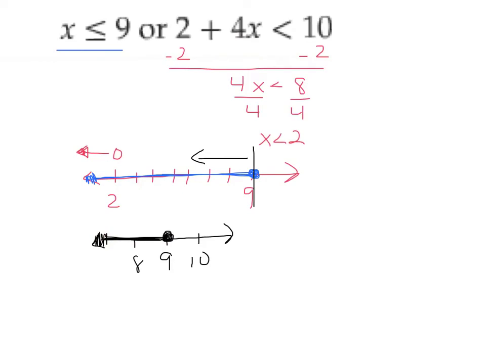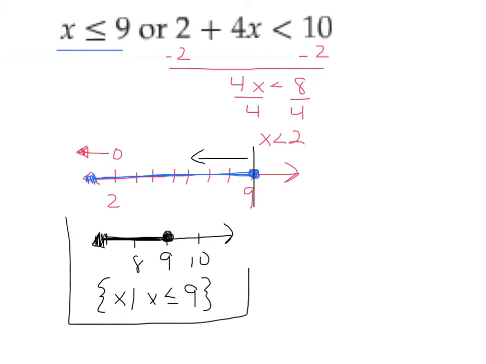So again, you're going to go ahead and do your set builder notation, line x line, and now because we're only using the 9 in our final graph, that's all that's going to be in our final answer. So this will be our final solution. Again, the 2 is covered up by that 9, so we don't have to worry about it.